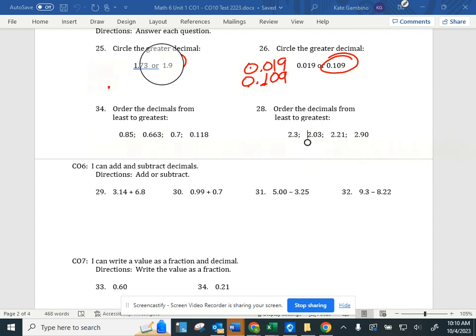A lot of us forgot about stacking those decimals when we're putting them in order, to make sure that we're getting the smallest number. So stack them and compare your places.